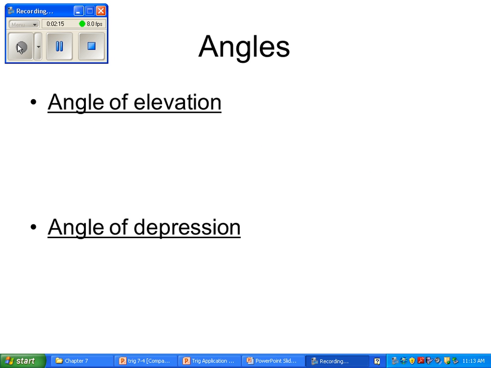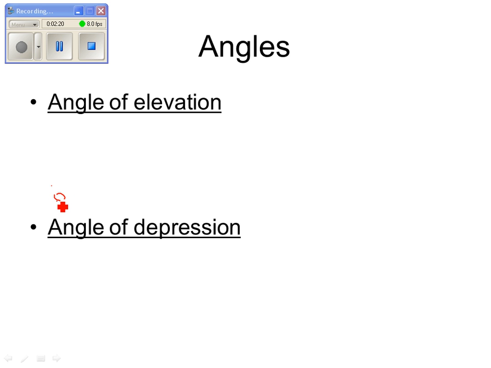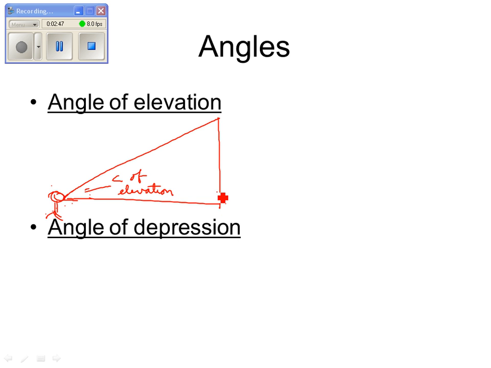All right, angle of elevation, angle of depression. Angle of elevation is just this. If I'm standing down here, looking straight out, and then all of a sudden, for some reason I need to look up, that angle is called an angle of elevation. Notice if I come out here and do this, it forms a right triangle, and we're going to use that a lot with our trig ratios.